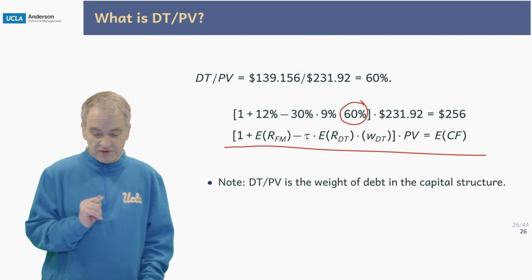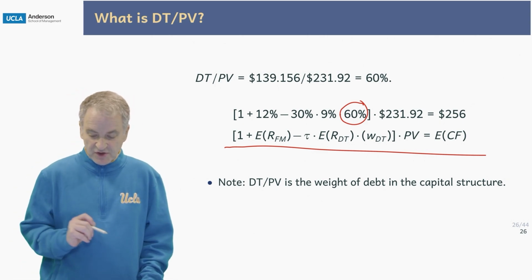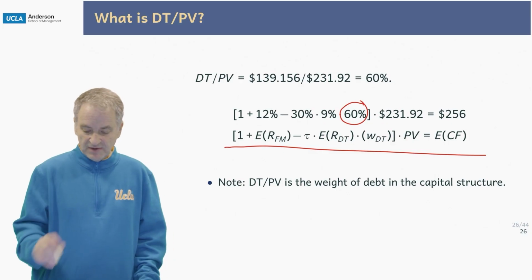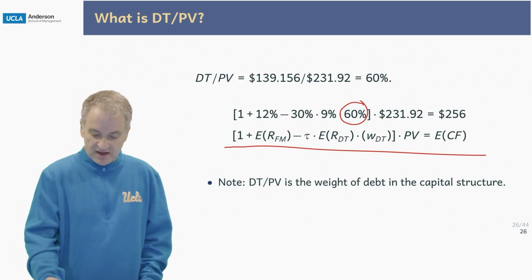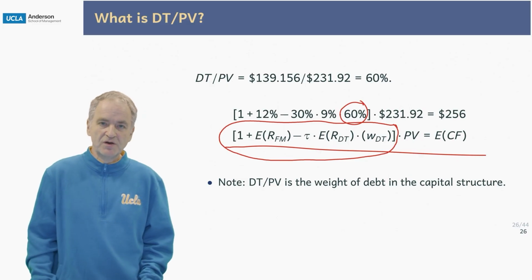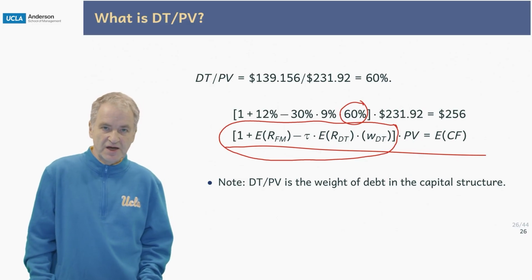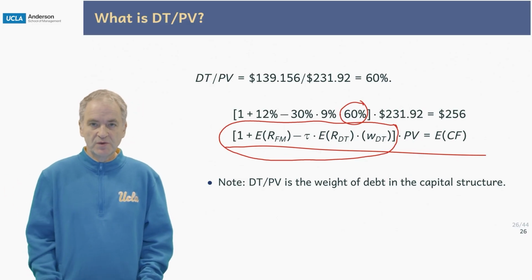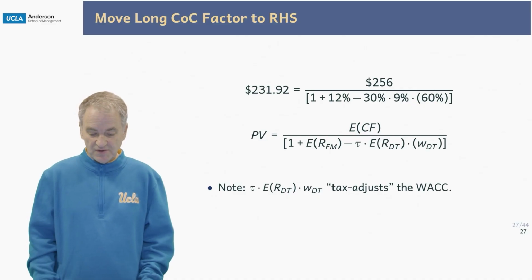We're almost done. So we have the present value on the left side, we have the expected cash flow on the right side, and then we have this long expression here that is basically sort of like a cost of capital. We're going to move that over to the other side, which is what I've done here.